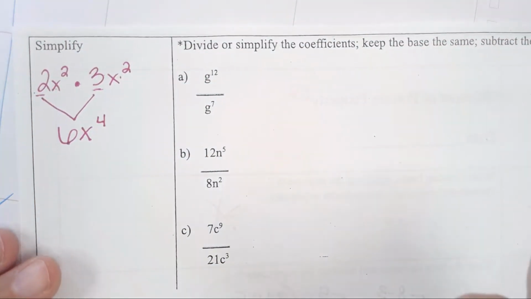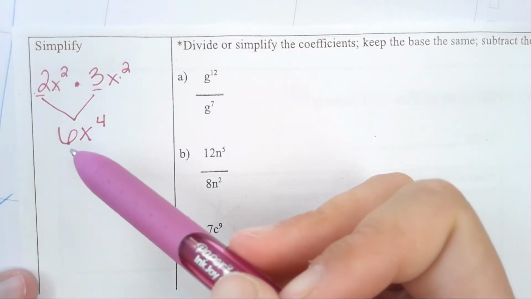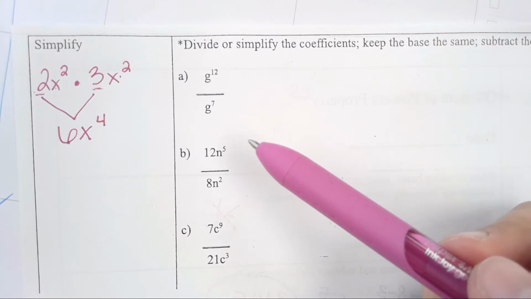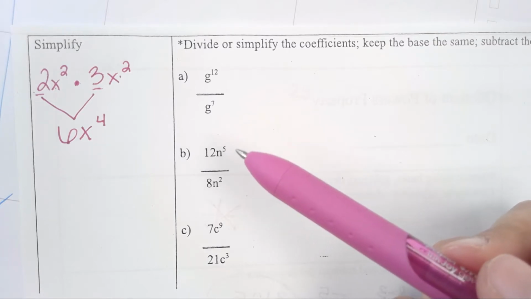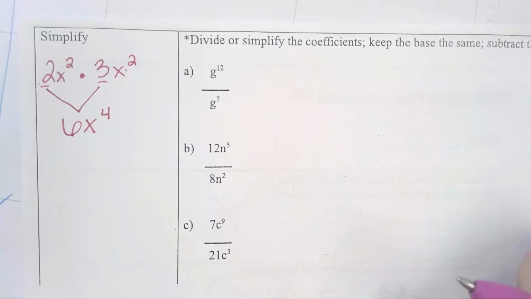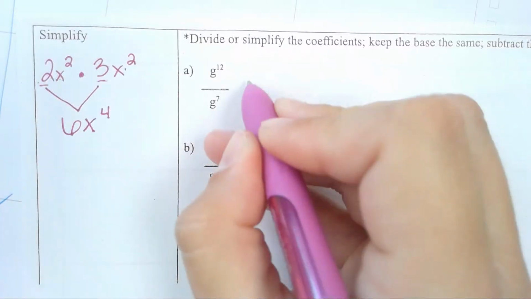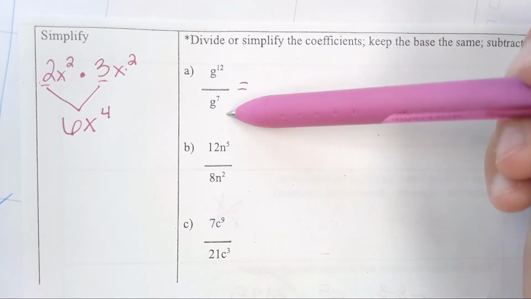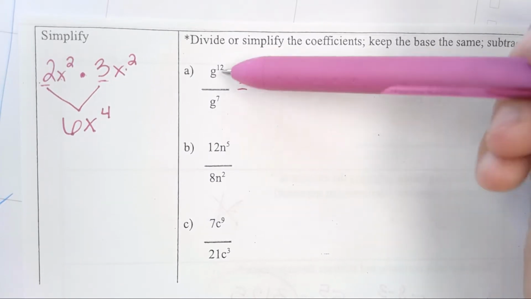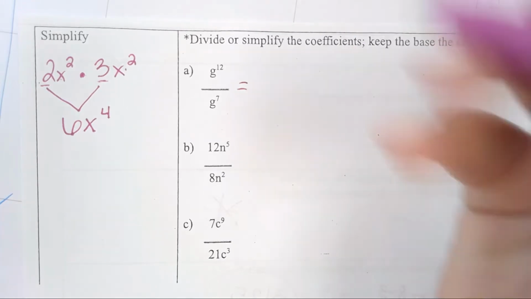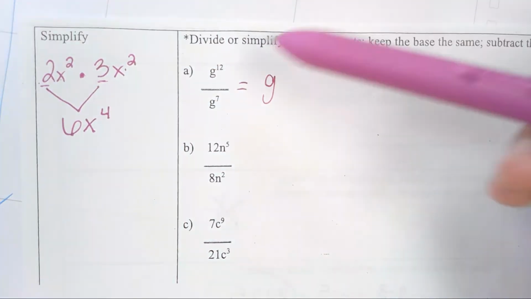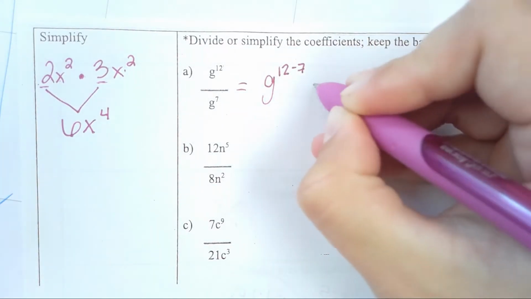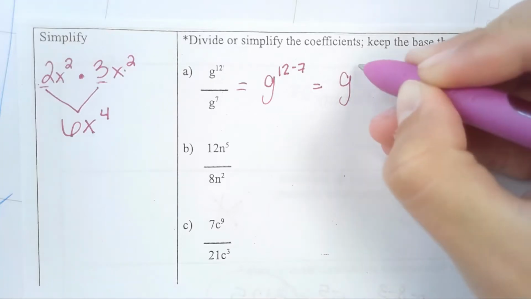So we are still using the same logic with coefficients when we are dealing with dividing. So you always want to simplify the coefficients first by dividing them. And then you can move on to the bases and do what we just did. Okay? So notice here for A, we have no coefficients, we just have bases, so we are just going to do what we have been doing like normal. So we're going to keep our same base of G, and then the rule says to subtract your exponents, so 12 minus 7, so this is going to give us G to the 5th power.